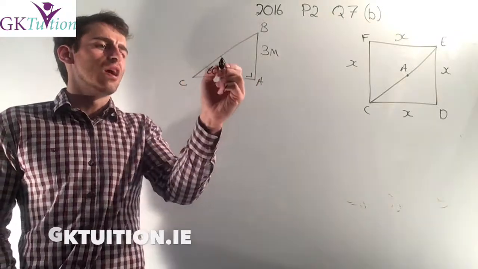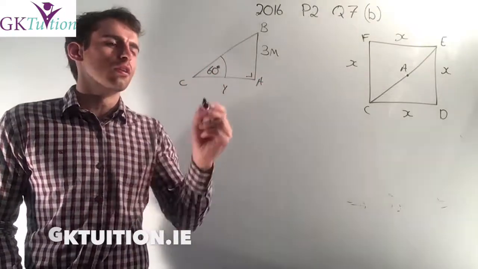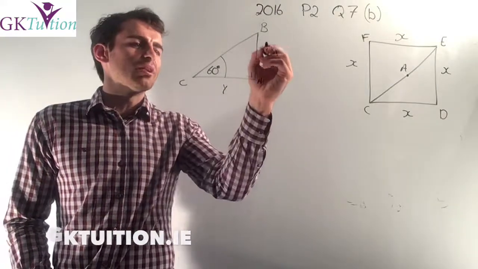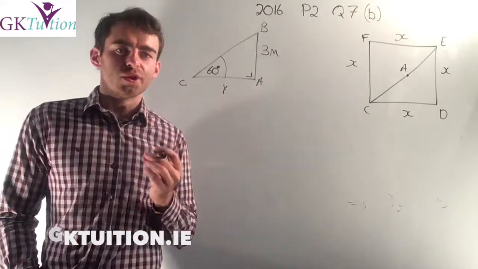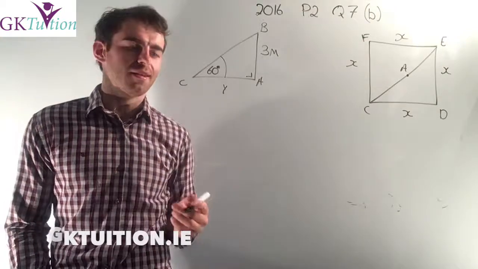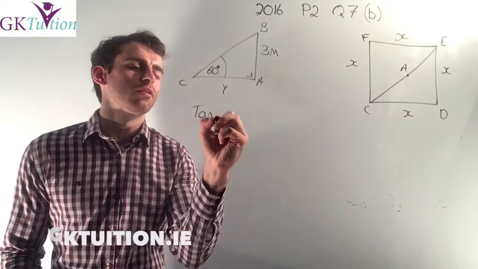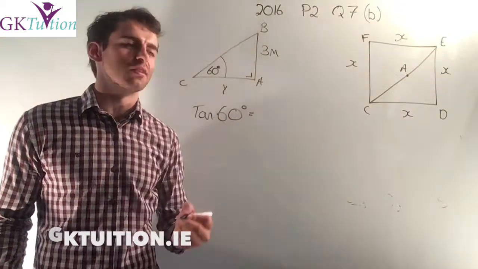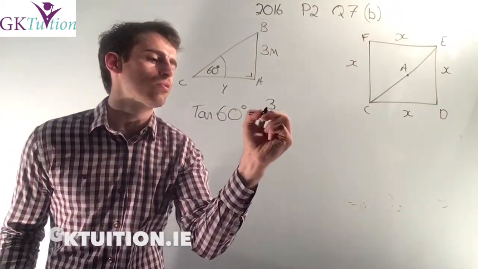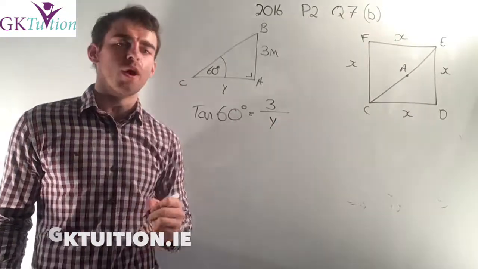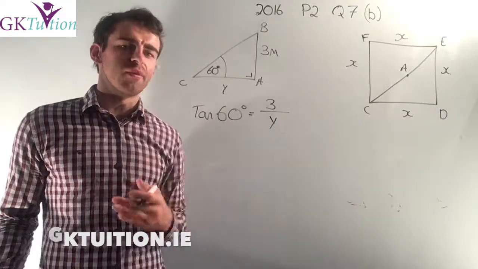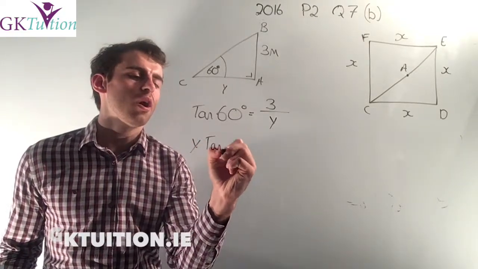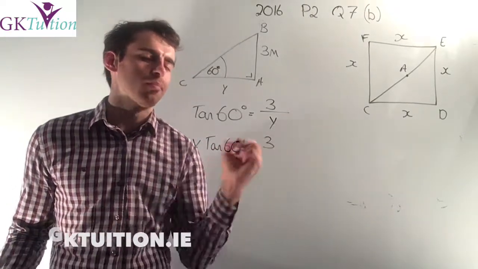So in this case, I've got a right angle triangle. I know the opposite and I'm looking for the adjacent. If I'm dealing with the opposite and the adjacent, you should recognize that that means we're using tan. So the tan of an angle, in this case the tan of 60, is equal to the opposite over the adjacent, which in this case the opposite is 3 and the adjacent we're calling y. So in order to get rid of my fraction, I'm going to multiply by y on both sides. So I get y tan 60 is equal to 3.